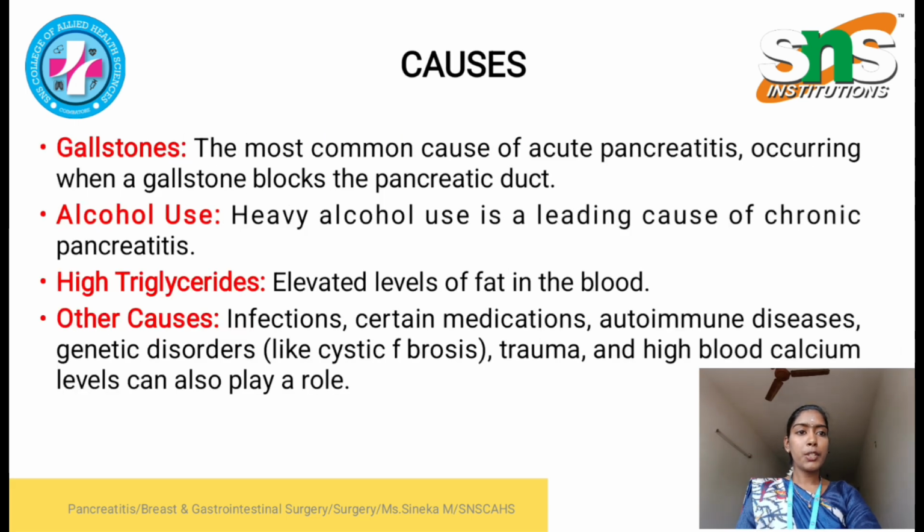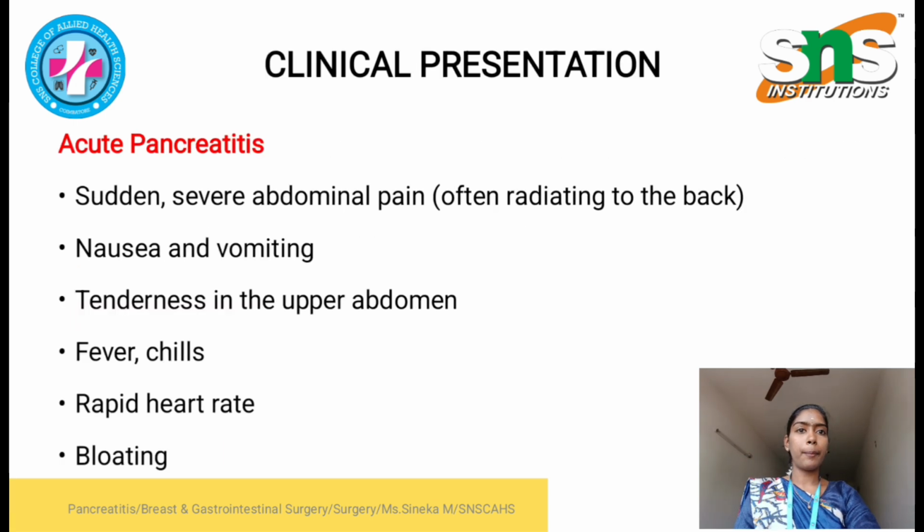Causes. The major cause of pancreatitis is gallstones. In acute pancreatitis, gallstones block the pancreatic duct. It will block the pathway and lead to pancreatitis. Chronic alcohol use: heavy alcohol use leads to chronic pancreatitis. It often worsens. High triglycerides, elevated levels of fat in the blood, will increase the workload of the pancreas. Then it will lead to pancreatitis. Other major causes are infections, certain medications, autoimmune diseases, genetic disorders, and trauma to the pancreas. High blood calcium levels will also lead to pancreatitis.